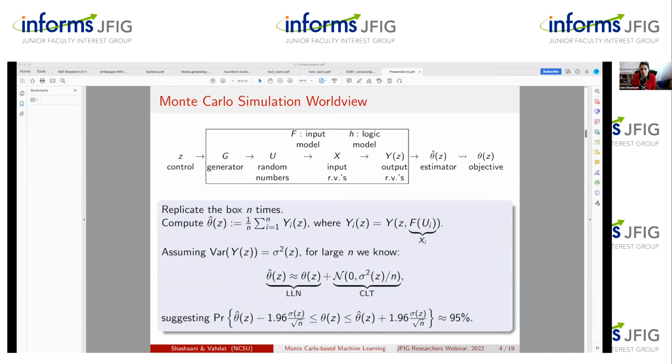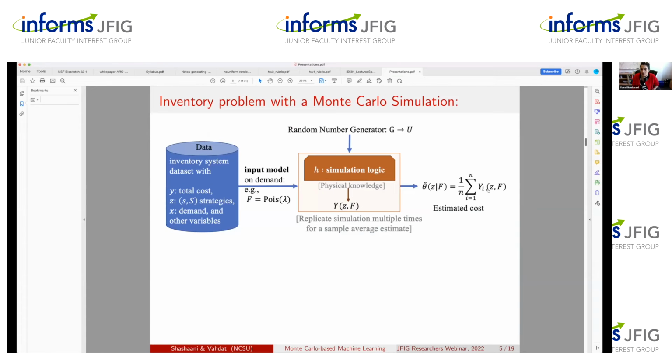So now I'm going to walk us through the same worldview in an example so that we get more used to it before I switch to the machine learning case. So let us look at a simple simulation problem, an inventory problem. I am showing this big data set on the left, but really with a simulation, we have some physical knowledge about how this inventory system operates. So we can build the simulation logic that I'm showing with little h again. But something that might be unknown is the distribution of demand.